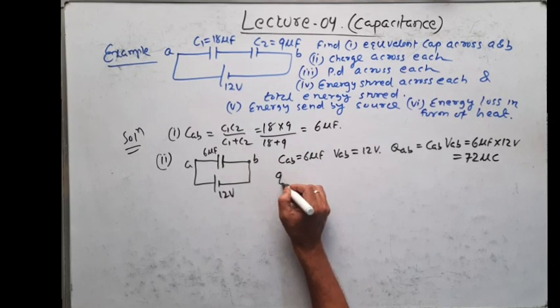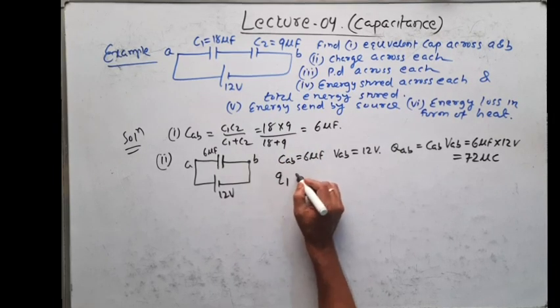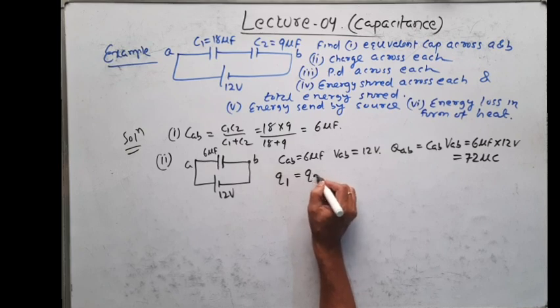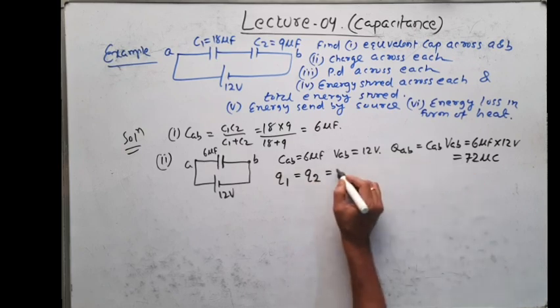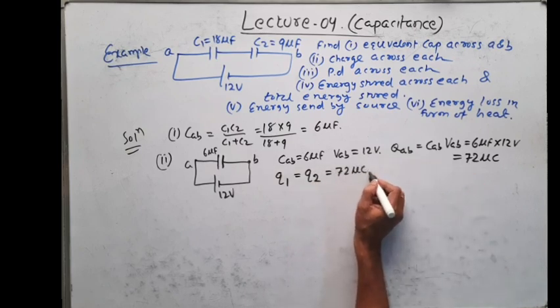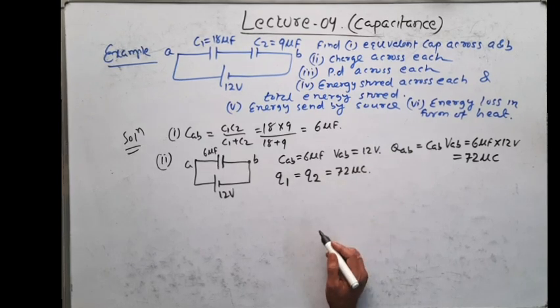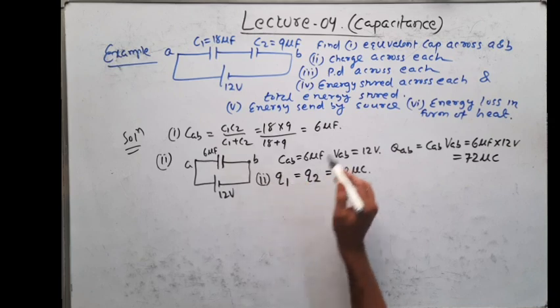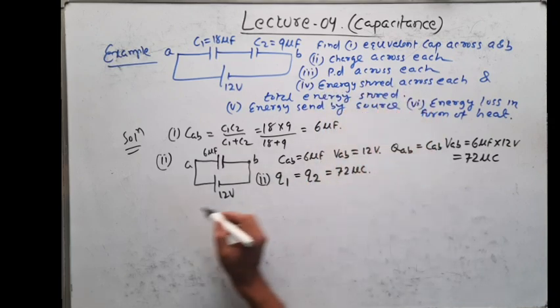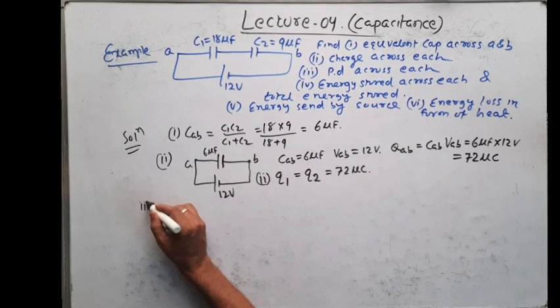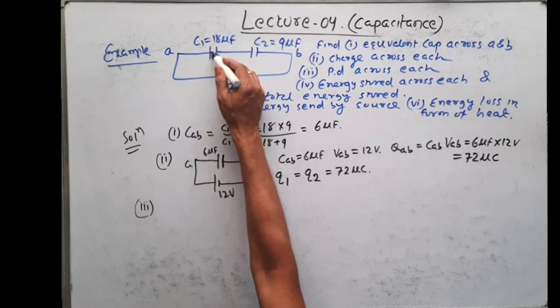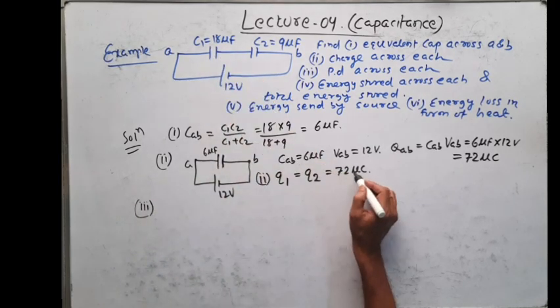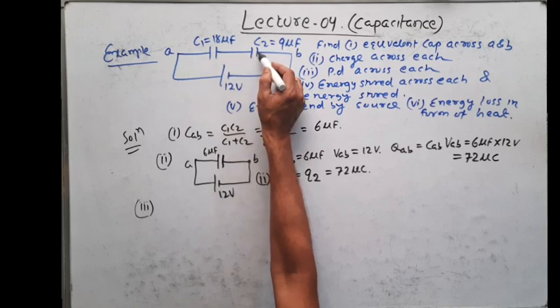So the charge across the first capacitor is equal to the charge across the second capacitor, which is 72 microcoulomb, because in series connection charge remains the same. So I got the answer of the second part. Come to the third part, potential difference across each capacitor. Here the charge is 72 microcoulomb, here also 72 microcoulomb.